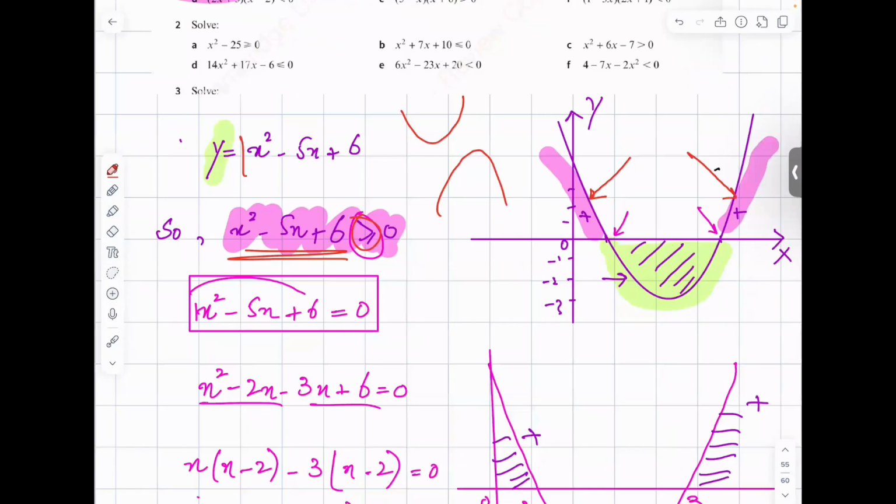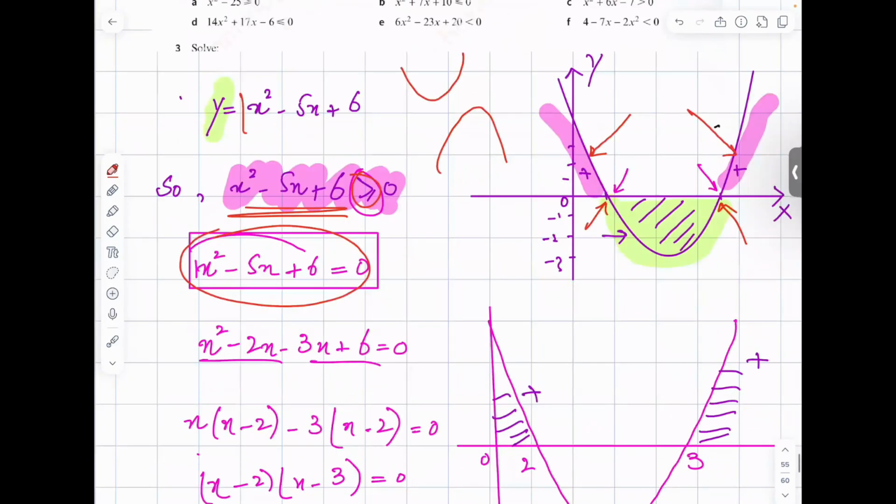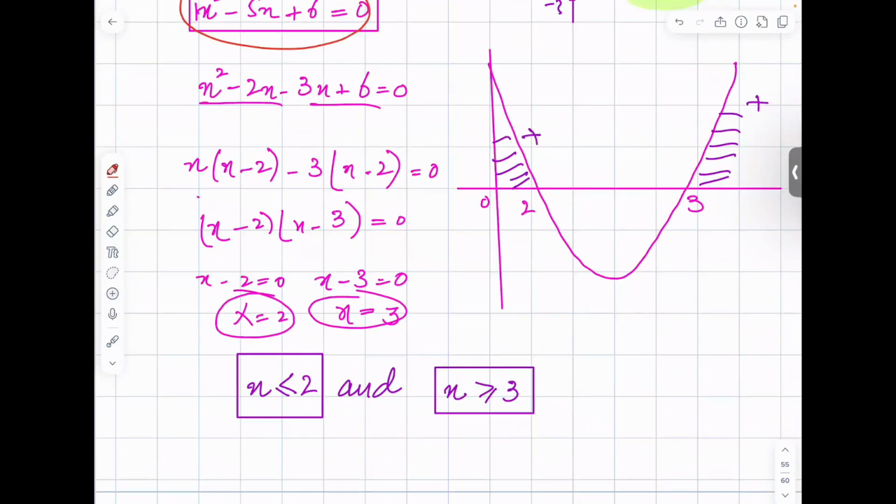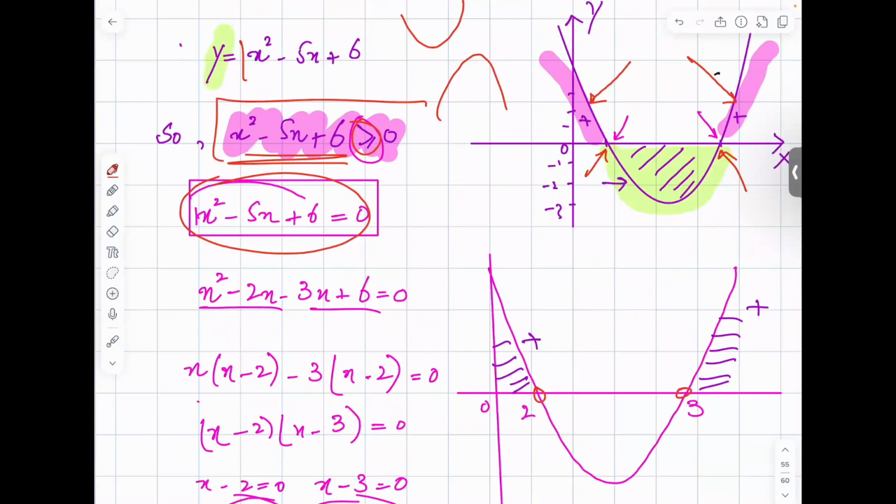So for that, above and below, we definitely need points of intersection. That means you put y equal to 0, you get a quadratic equal to 0. By solving the quadratic equation by either method, you can find the intersects, 2 and 3 in this scenario. So if you go back to the question and see what they have asked for, x square minus 5x plus 6 greater than 0.